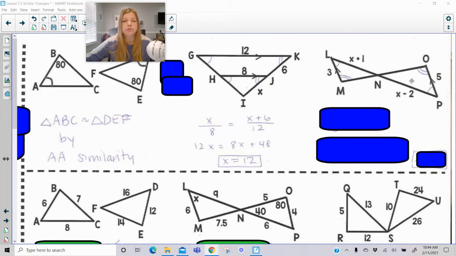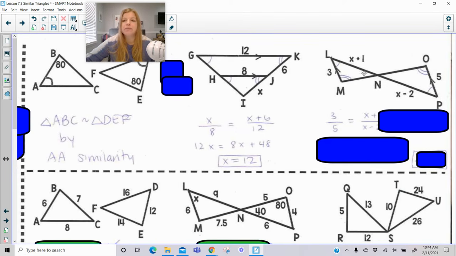again, this is enough information to prove that these 2 triangles are similar. So if they are similar, we know that the sides are proportional. So I know that 3 corresponds with 5 because notice it's the side in between the 2 angles that are marked congruent. And then that would relate to X plus 1 over X minus 2.